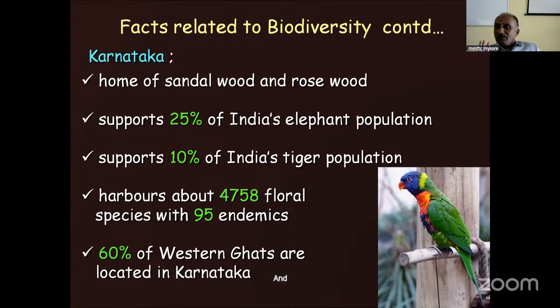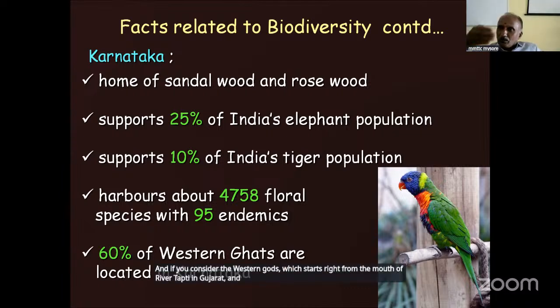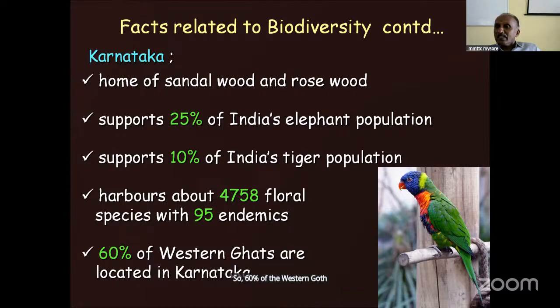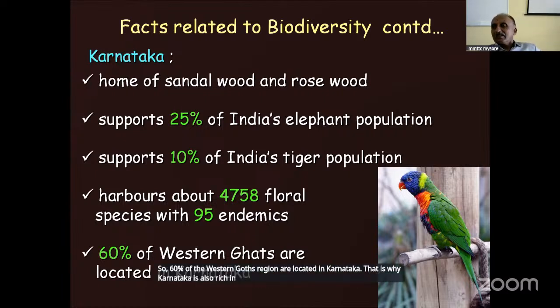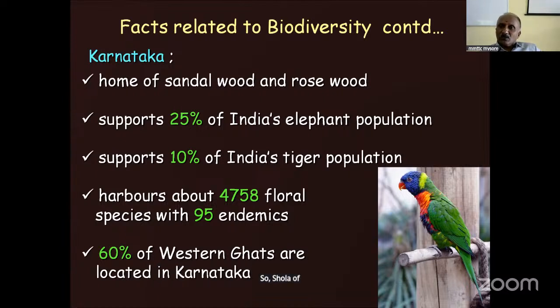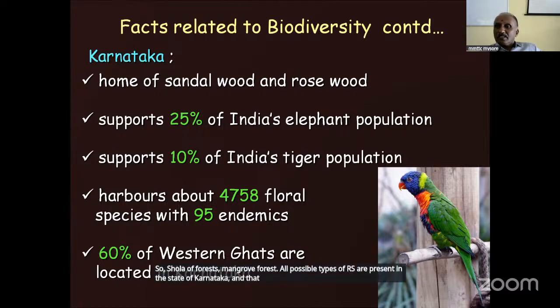And if you consider the Western Ghats, which starts right from the mouth of river Tapti in Gujarat and extends up to Kanyakumari, of this stretch, 60% is running through the state of Karnataka. So 60% of the Western Ghats region is located in Karnataka. That is why Karnataka is also rich in biodiversity. We have plenty of evergreen, semi-evergreen, dry deciduous, grasslands, shola forest, mangrove forest, all possible types of forests present in the state of Karnataka, and that is how Karnataka is also rich in biodiversity.